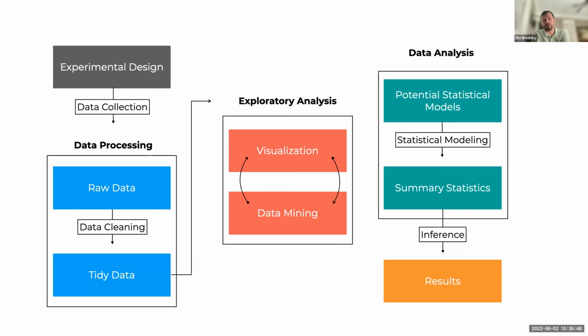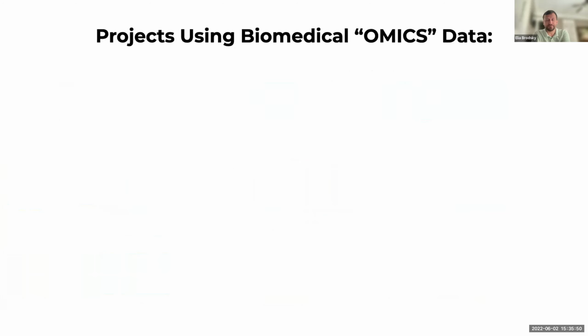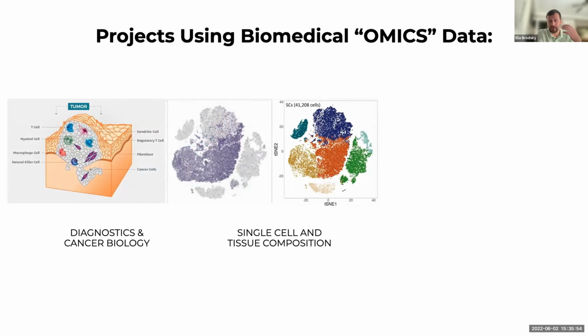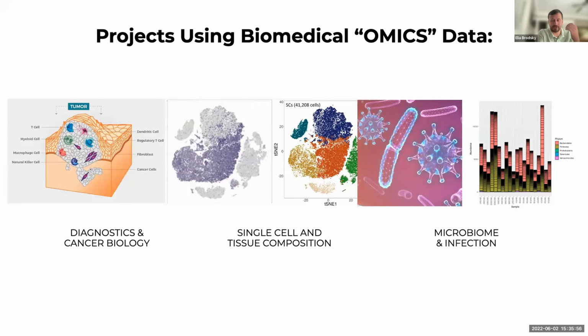So again, what we will do is we will use some case studies. And all of these case studies are going to rely on omics data. So we will look at diagnostics and cancer biology, single cell and tissue composition, and we'll also look at microbiome and infection. And you'll be able to choose a number of curated data sets that will be provided to you to play around with and develop a project of your own at the end of this course, at the end of this training program.